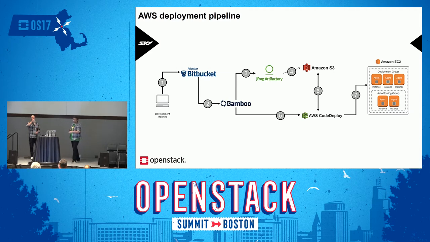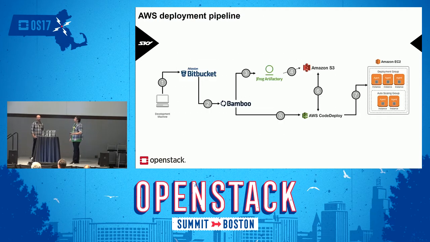The Bamboo system would actually build the artifacts, so build a Java WAR file, store it in Artifactory. And Artifactory was backed by Amazon S3 buckets, right? And then what Bamboo would do is it would run a deployment plan, and it would talk to CodeDeploy. CodeDeploy would grab the binary, deploy it to the deployment group specified, all auto-scaling groups, load balance, et cetera. Everybody's happy. You've got a highly available application in the cloud. That worked really well.